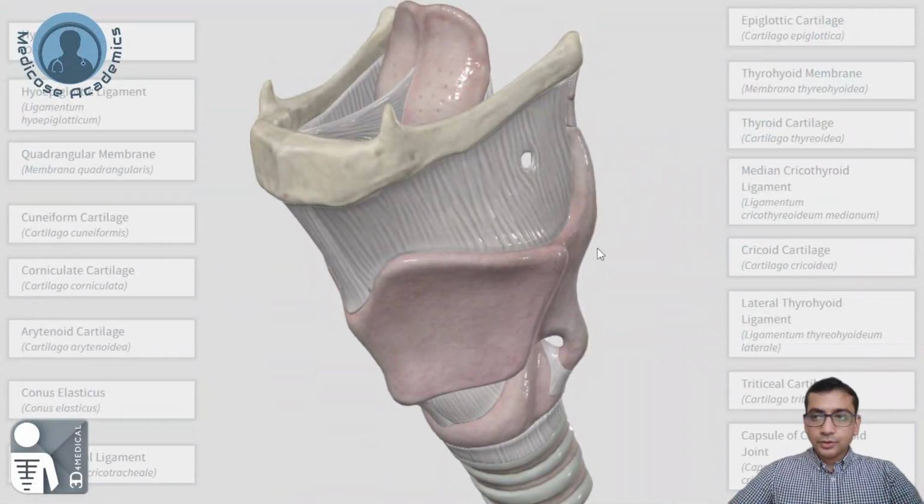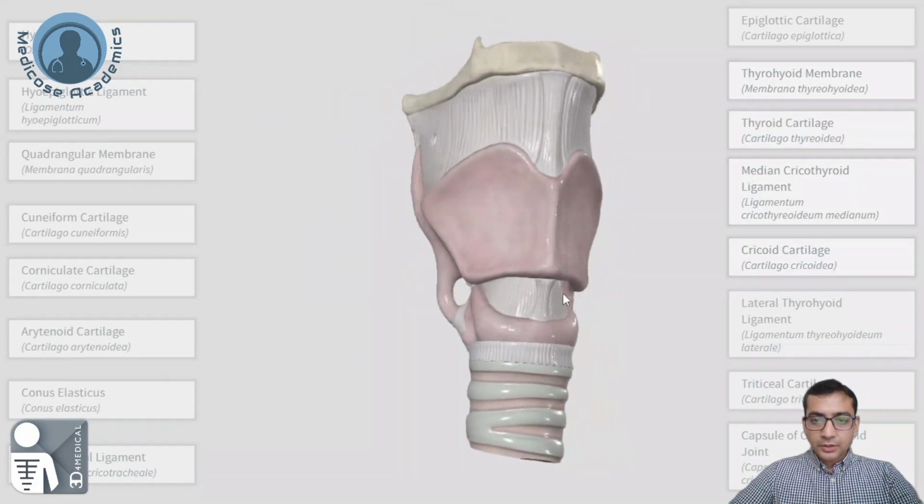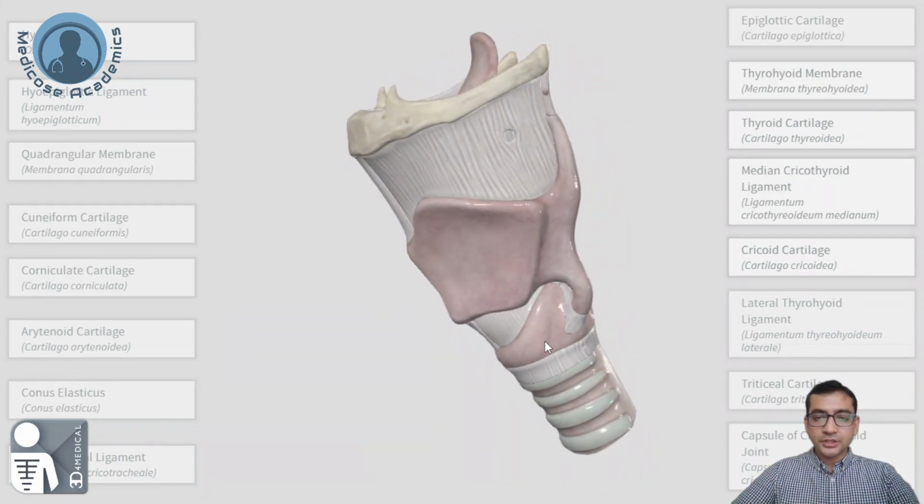Back to it. So this is the first unpaired cartilage, thyroid cartilage. This is a big one. You can see it from either side. It is covering the outside of most of the larynx. We will go into the detail.